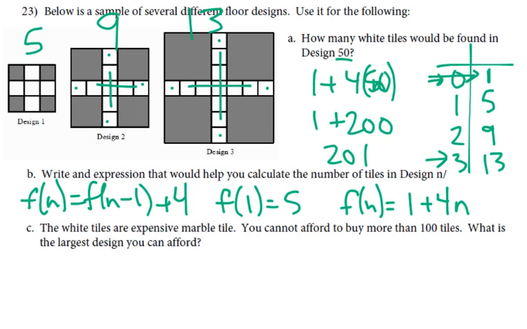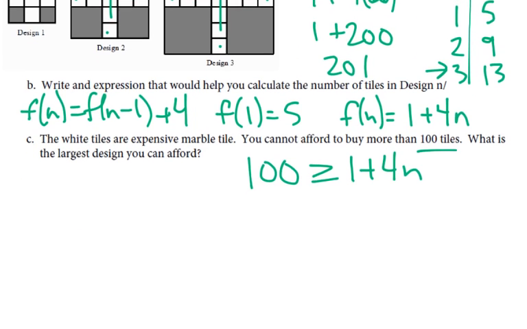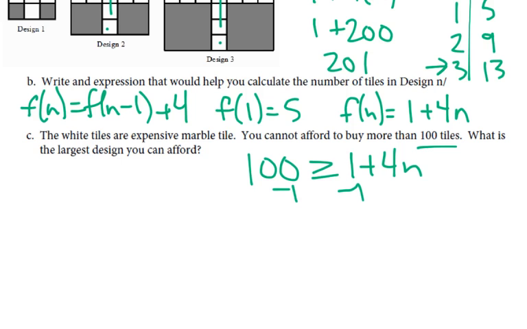Okay, so, well, think about it. I'm going to 100 tiles, right? So we want to figure out, on this side, we can't go bigger than 100. Okay? So if you think about it, an inequality would be a great thing to do here, because 100 is going to be the greatest, or equal, because it said I can't buy more than 100, and 1 plus 4n. So now I'm solving it, going backwards to figure it out. So I get 99 is greater than or equal to 4n. Divide by 4. That's not going to be an even number, is it? So I get n.